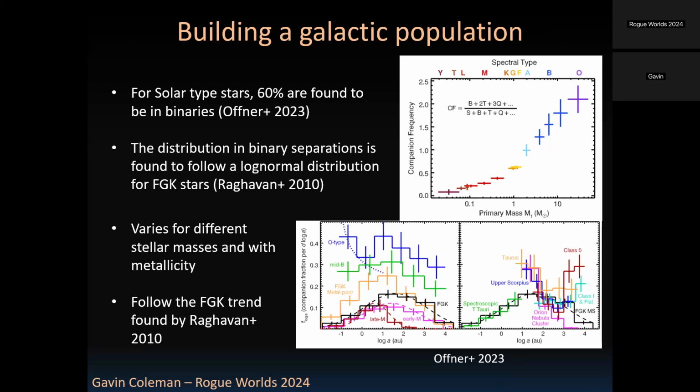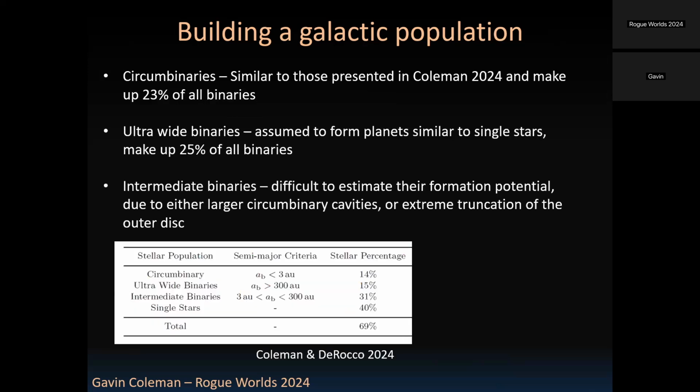The distribution of the separations is found to be a log normal. So generally, I follow the black line here for the FGK line from the Raghavan 2010 paper for looking at the separations. And this allows me to then go, okay, this many are close binary, this many are wide binary, and it's intermediate between.